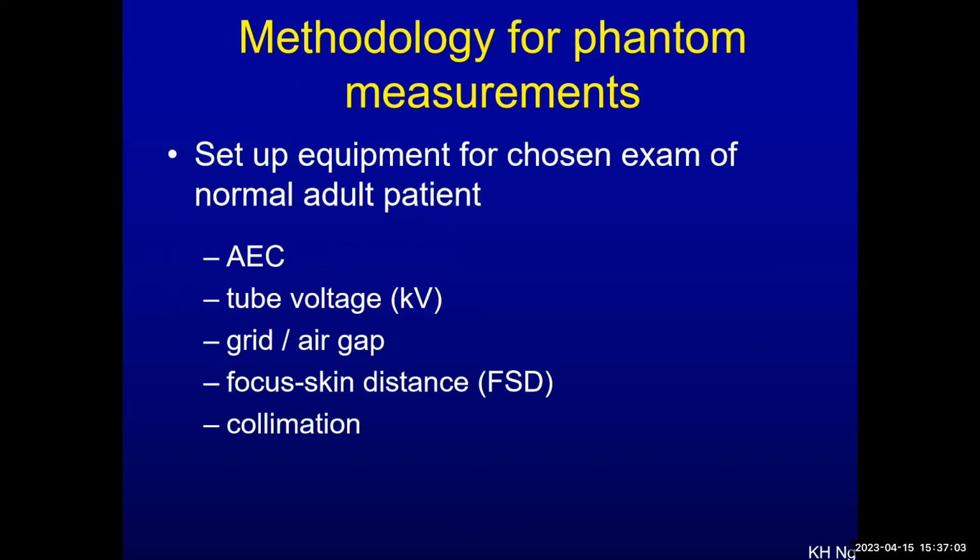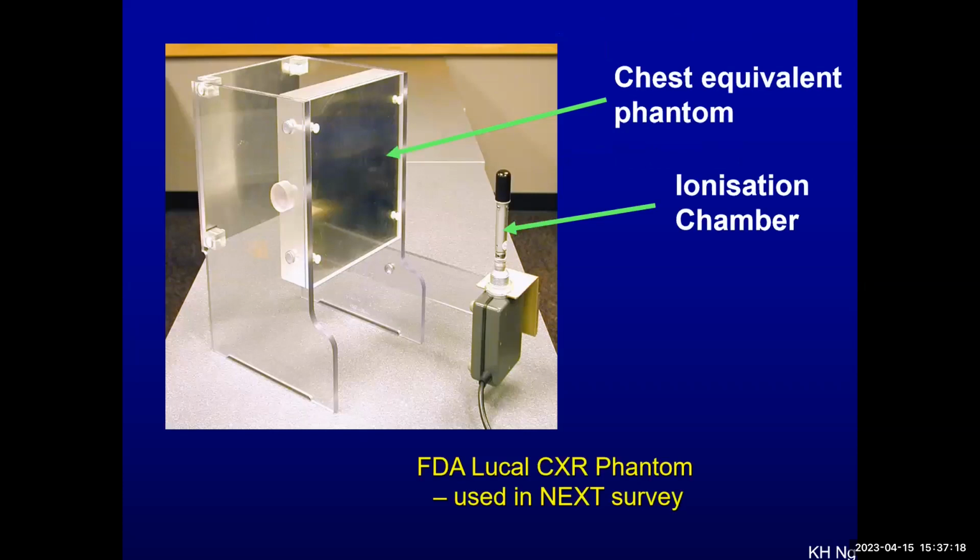So we need to have the AEC activated, record, take note of the kV, the grid or any air gap or FFD, the collimation, field size, and so on. So this is the close-up view of the CDRH lookout phantom for chest X-ray. This was used extensively in the US. They call it the NEXT survey.